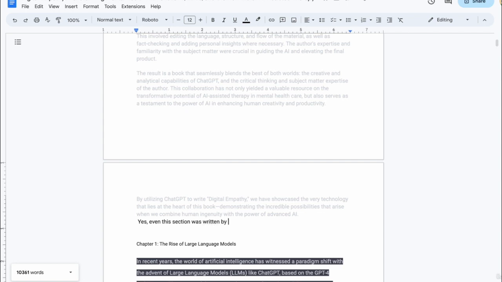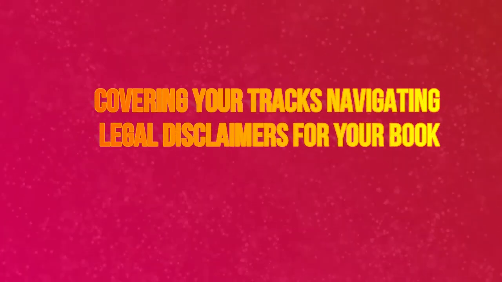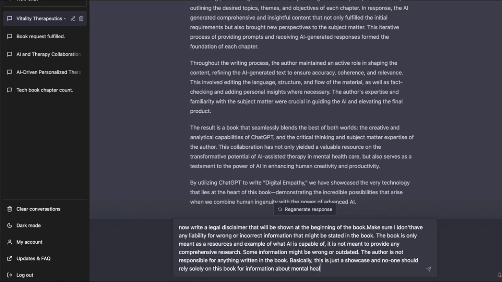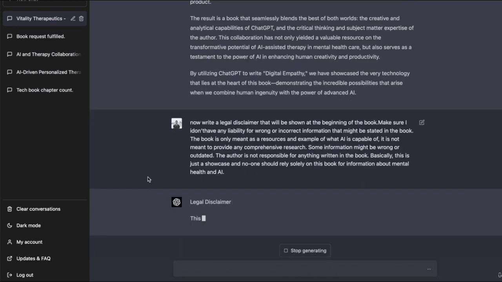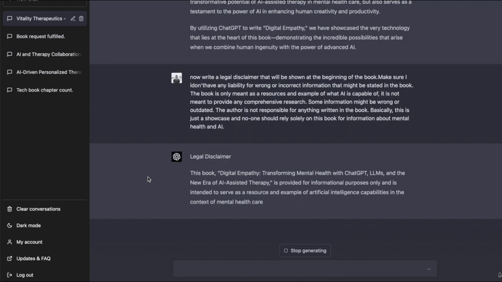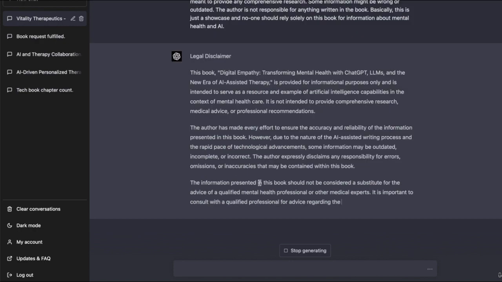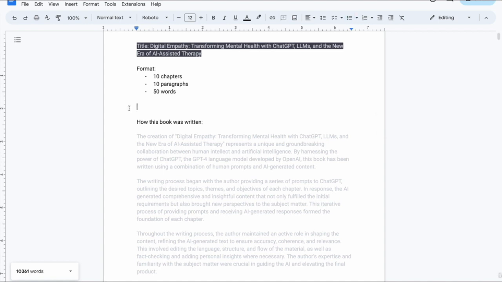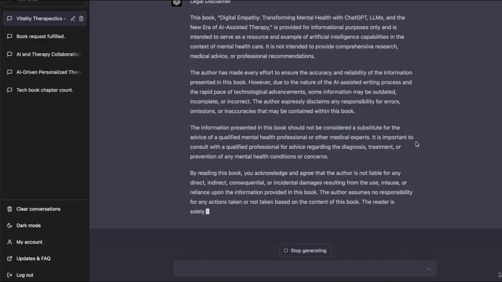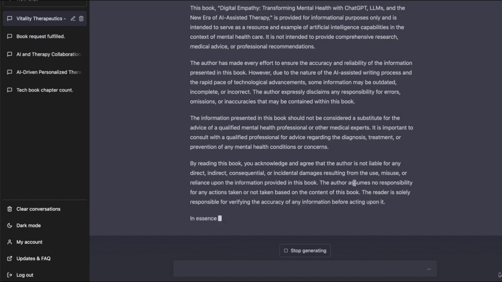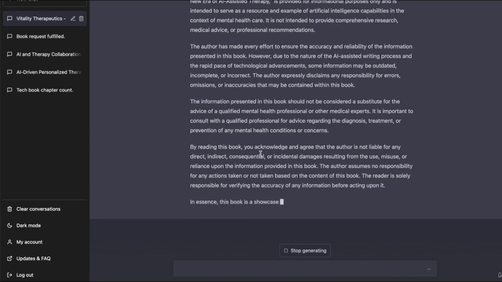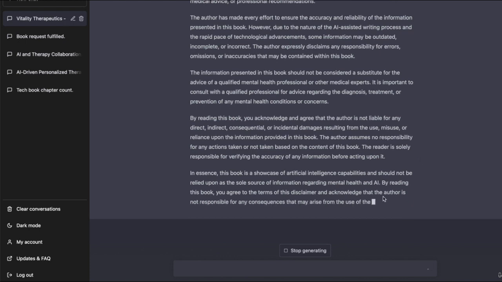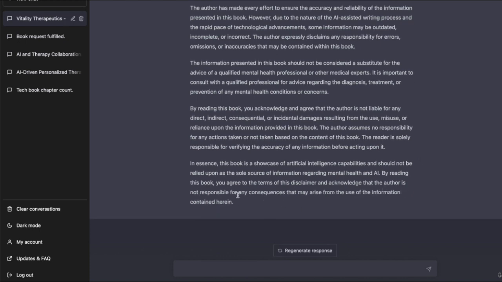Okay, so now I want a legal disclaimer. Please write a very good legal disclaimer. I hope somebody else is not going to use another AI to sue me. This is good. We're not providing medical advice. Yeah, so first we'll do how the book is written so people know this is all about AI. We actually don't need this anymore. And then I'll write the legal disclaimer. No direct, indirect, consequential, or incidental damage resulting from the use, misuse, or reliance upon information provided in this book. Yep, sounds about right. The reader is solely responsible for verifying the accuracy of any information. Yes. By reading, you agree to the disclaimer. Okay.